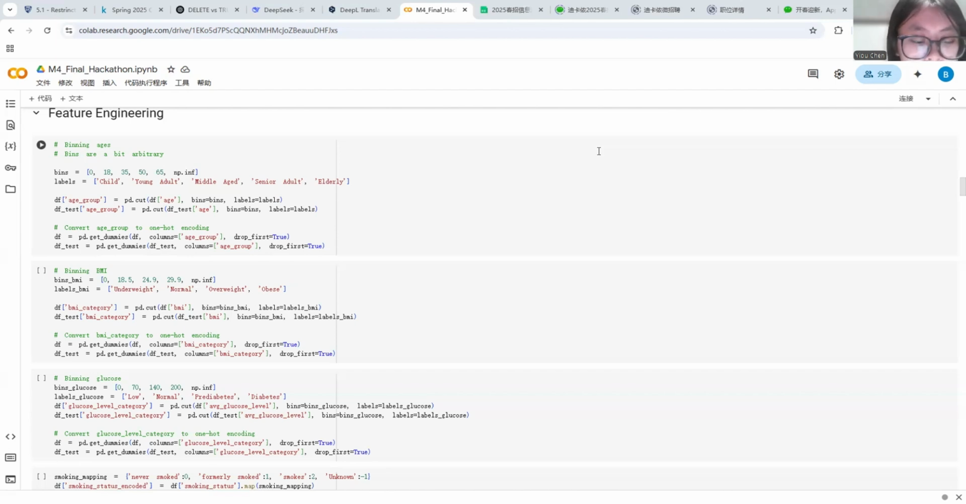Second, we conducted feature interactions. We created interaction features such as age multiplied by BMI, glucose level multiplied by BMI, and age multiplied by hypertension to capture compound health effects.